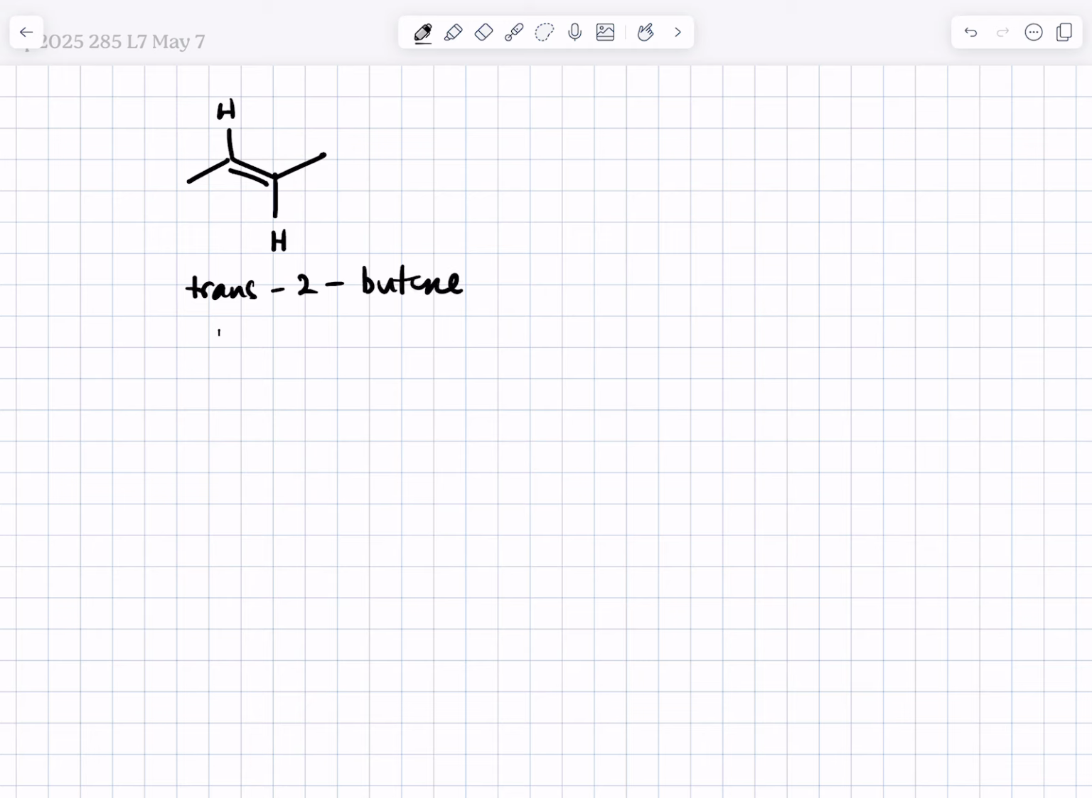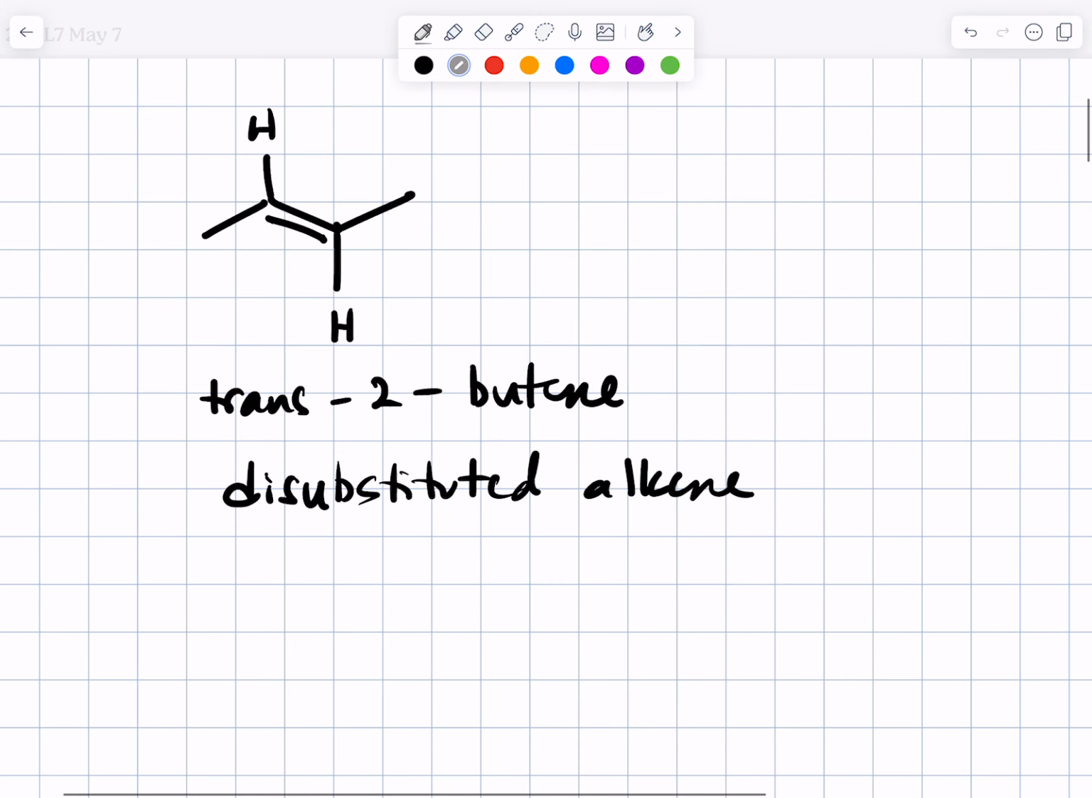This is an example of what we will call a di-substituted alkene. That kind of vocabulary just refers to how many non-hydrogen things are on the two carbons participating in the double bond. A little bit of other terminology that might come up in how we discuss molecules. Instead of saying the carbon that's participating in the alkene, I will say vinyl carbon.